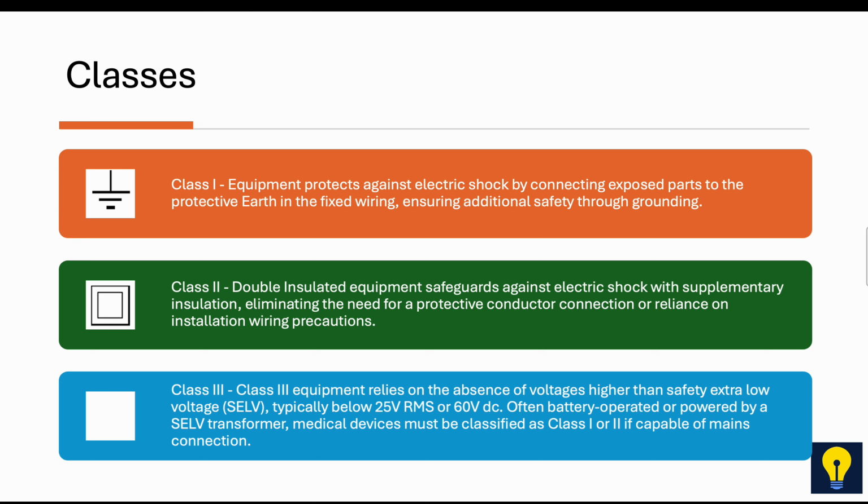Class 3 medical devices don't normally have symbols. They normally rely on the absence of voltages higher than the safety extra low voltage, which is typically below 25 volts RMS. They're often battery powered or powered by a SELV transformer. Medical devices need to be classified as either class 1 or 2 if they're capable of mains connection.